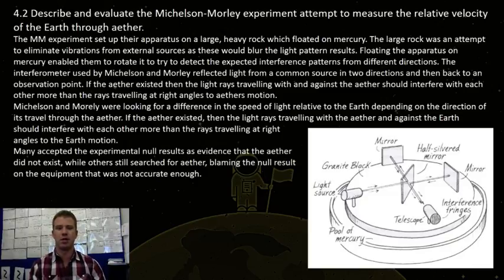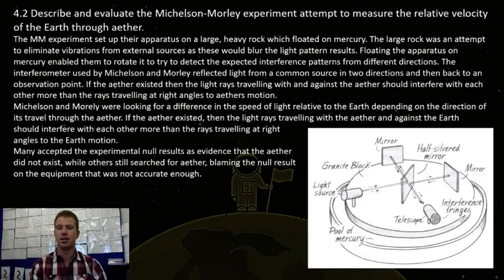The Michelson and Morley experiment looked at the different speed of light relative to Earth, depending on the direction it was traveling through this ether. They expected that if light was going against the ether, it would travel a lot slower and produce an interference pattern. If ether existed, then they thought this would happen.